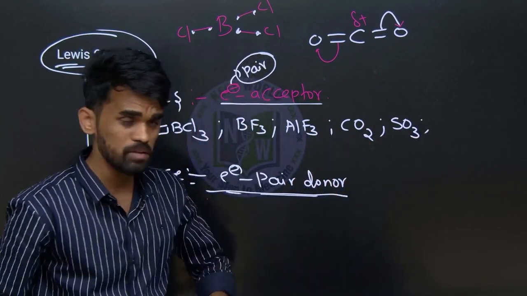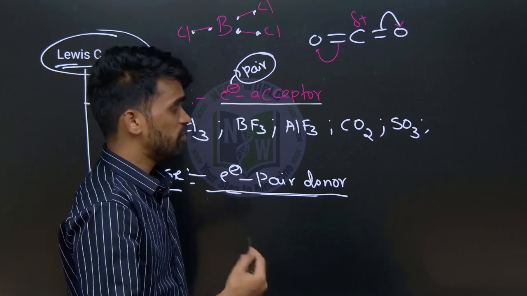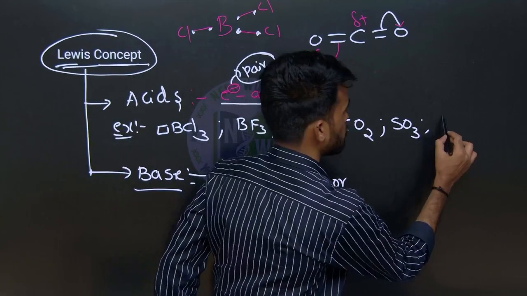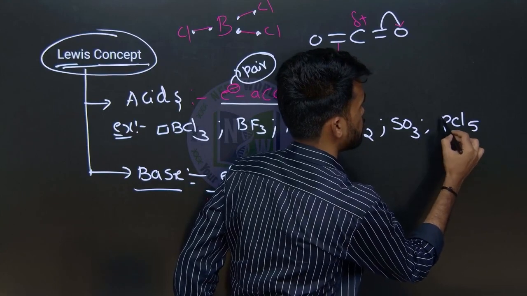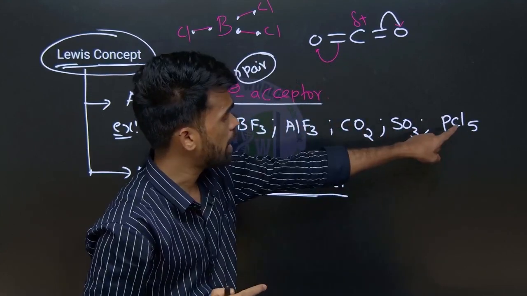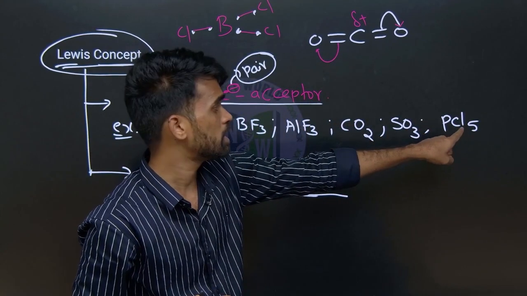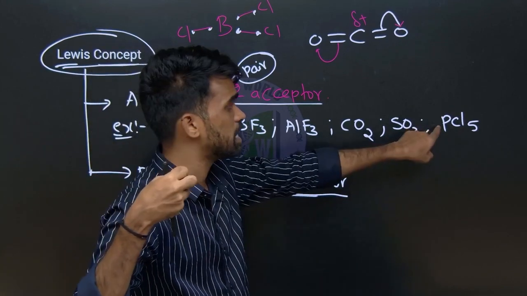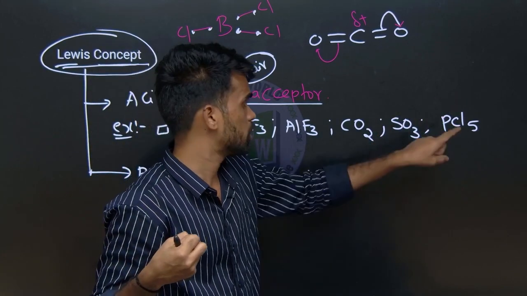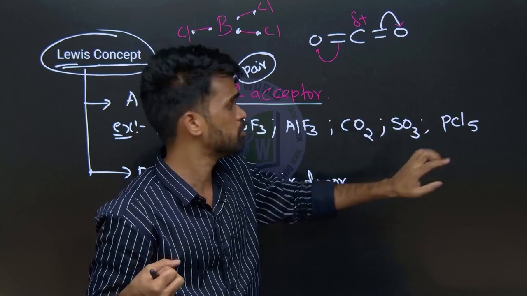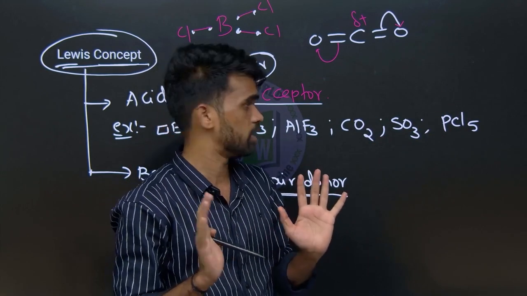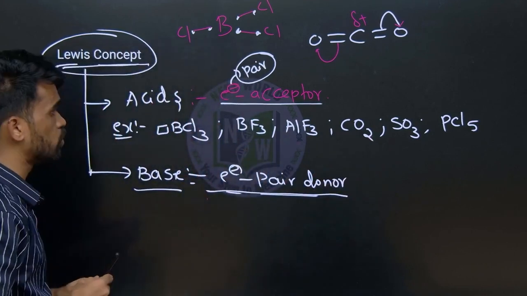Okay. Sometimes there are some compounds which have an empty d orbital. For example, PCl5 is there. So here on phosphorus we have an empty d orbital, and also chlorine is an electronegative atom. That will take the bonded electrons towards itself and creates a positive charge, an electron deficiency, on the central phosphorus atom. Therefore, this species also acts as a Lewis acid. I hope it is clear. Okay. So these are some examples of Lewis acids.